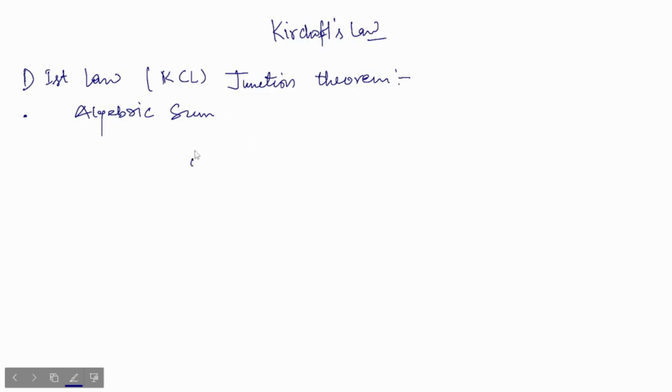That means sigma I equals 0. I am not repeating the statement, you can read it in your module or book. That is, sigma I will be 0. What does this mean? Firstly, you need to set a sign convention.